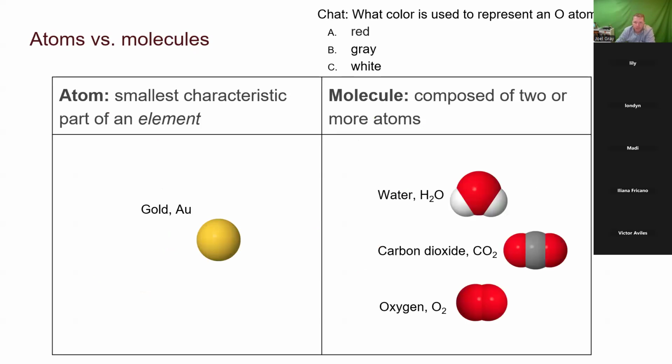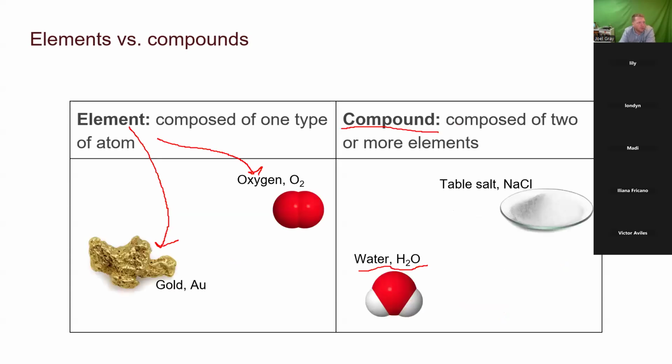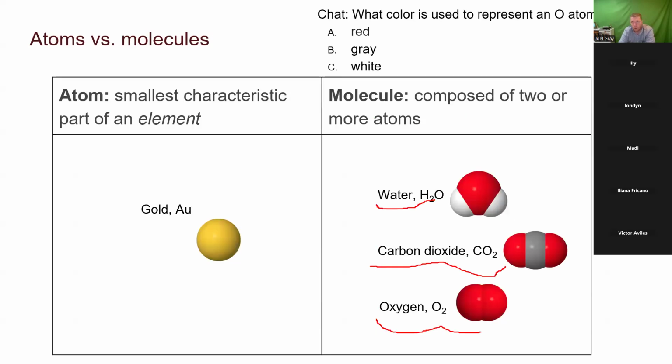An atom is your smallest characteristic part of an element, and a molecule is composed of two or more atoms. So a molecule of water, a molecule of carbon dioxide, a molecule of O2. What's a little bit tricky here is O2 can exist as a molecule of multiple elements, of two oxygen elements. So it's two oxygen atoms that come together to make a molecule.